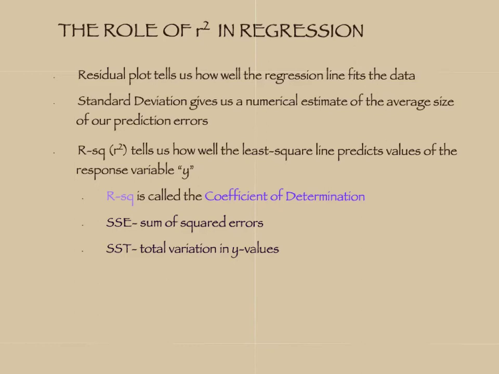The role of R-squared in regression. Residual plots tell us how well the regression line fits the data. Standard deviation gives us a numerical estimate of the average size of our prediction errors. And R-squared tells us how well the least squares line predicts values of the response variable y. R-squared is called the coefficient of determination. And there is an equation that will allow us to find R-squared. It's made up of some terms that we need to go over.